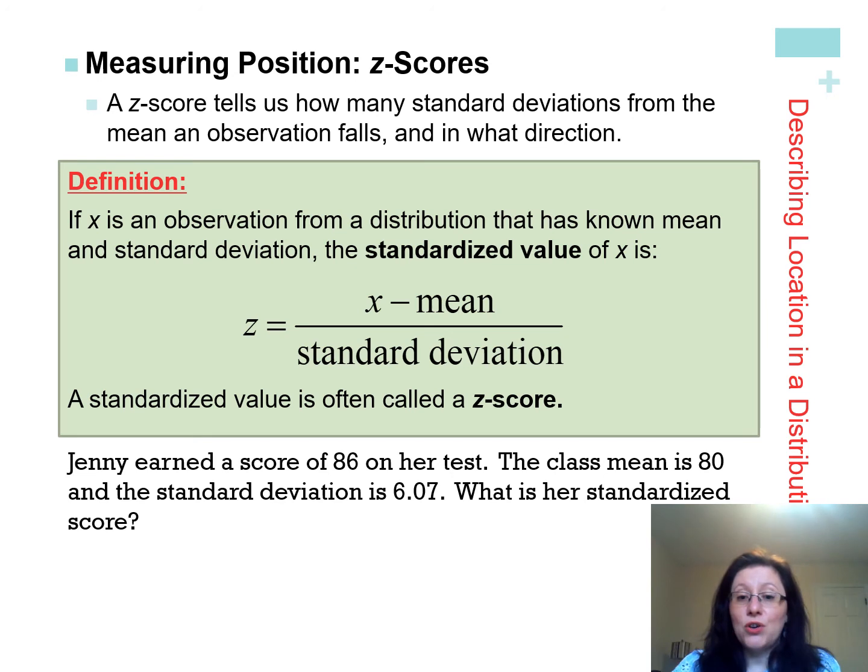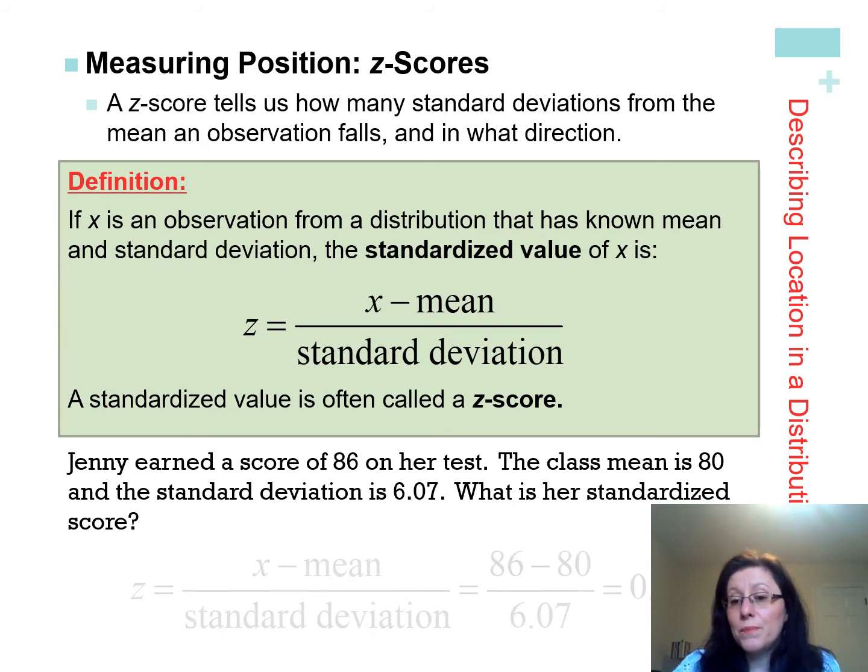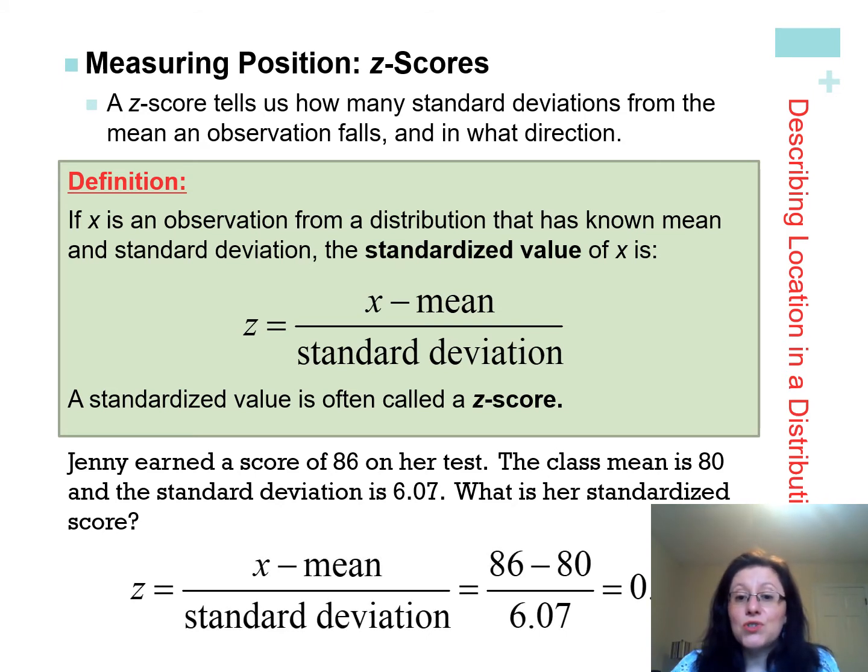Now, if Jenny earned a score of 86 on the test and the class average was 80, the class mean is 80, and a standard deviation of 6.07, what is her standardized score? So using this computation, you're just going to do the value of her test minus the mean divided by standard deviation, and that will give you the z-score for how many standard deviations her score is above the mean.